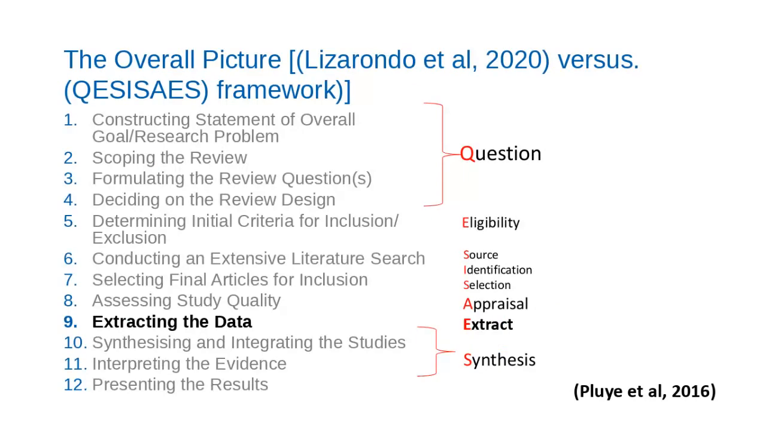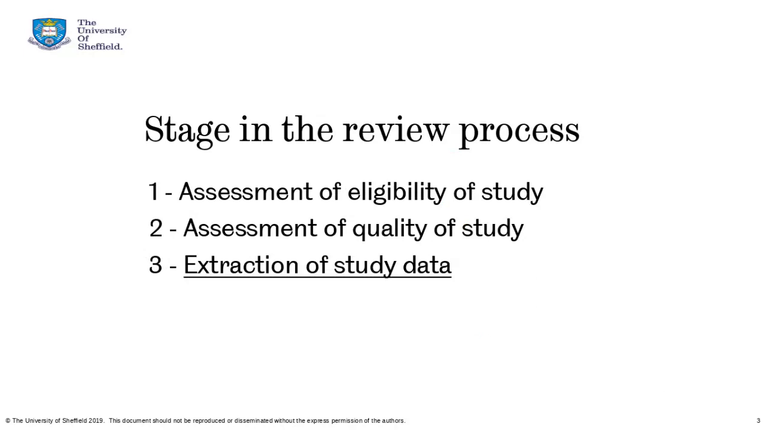So where do we sit within the whole process of a mixed method review? Well, as you can see from the left-hand side here, we've reached stage 9 of extracting the data, and this is closely associated with stage 8, assessing study quality. And similarly, in the Keze-SACE framework from PLI on the right-hand side, we can see that appraisal and extract are again located close together at about the same point of the process. So it's helpful to think of these activities as being closely associated.